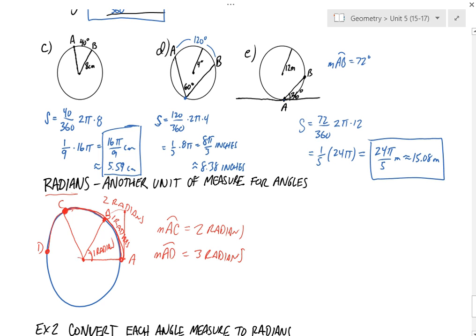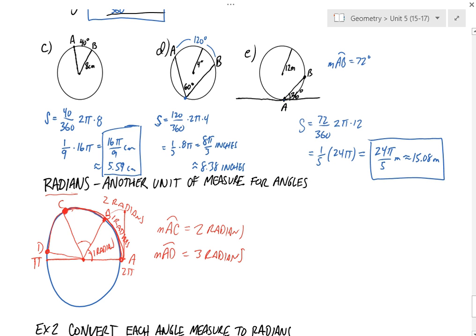Now notice that that doesn't quite reach the other side. That's because in order to reach the other side, I need a little bit more than 3 radius lengths. What I need is pi radians. 3.14 radius lengths will reach me to the other side of the circle. So that means going all the way around would take 2 pi radians. So the measure of an angle in radians is just how many radius lengths it takes you around the edge of the circle. Okay?